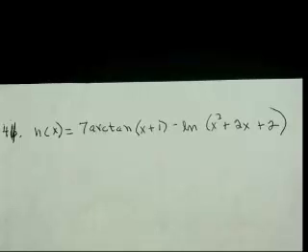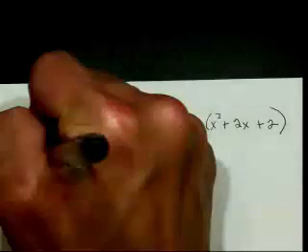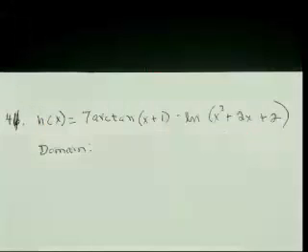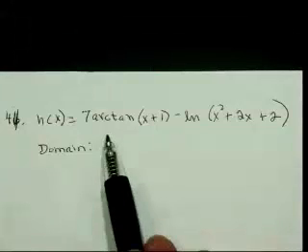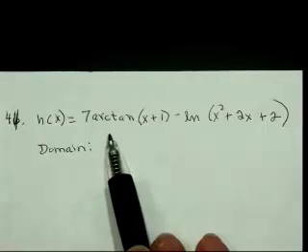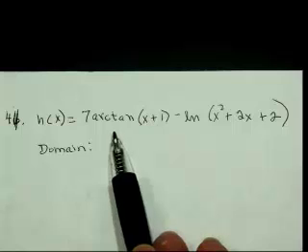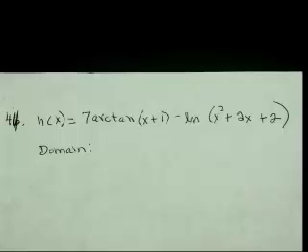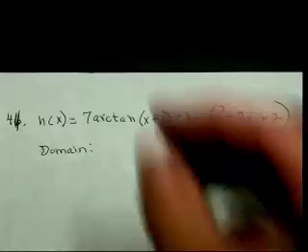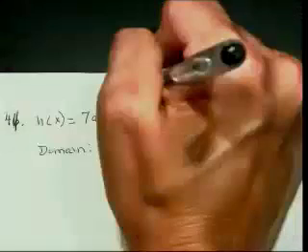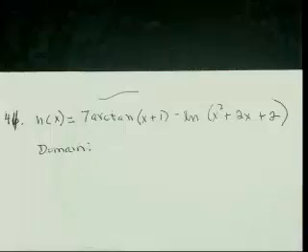What about domain? Is there anything, let me ask it this way. What kind of values can you take arctangent of? Or if you think about the graph of arctangent, how far to the left, how far to the right does it go? Forever. Arctangent kind of looks like cube root of x. It's forever to the left, forever to the right. So that part has a domain of negative infinity to infinity.